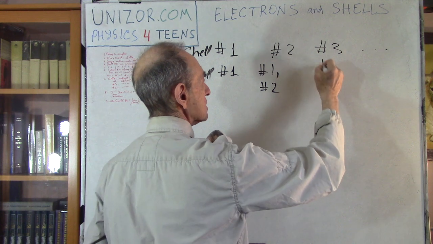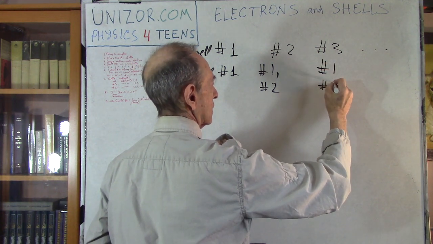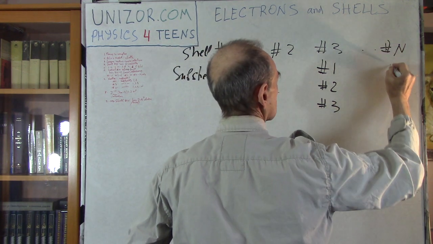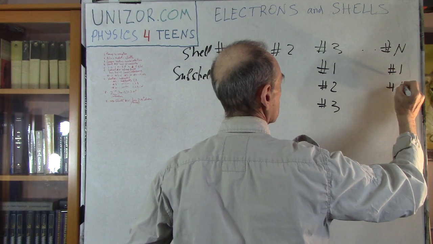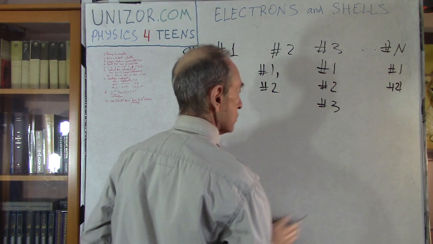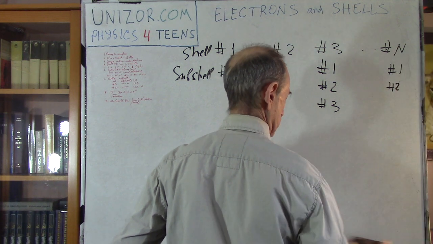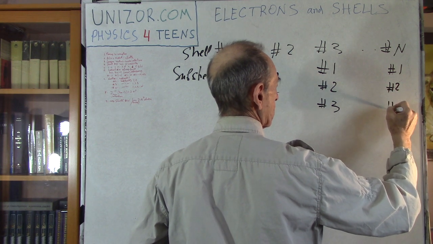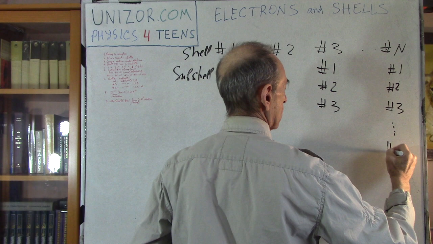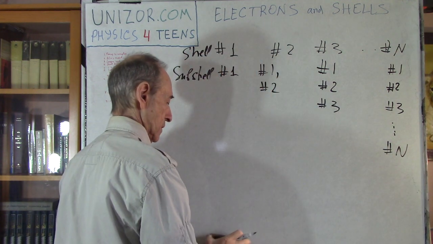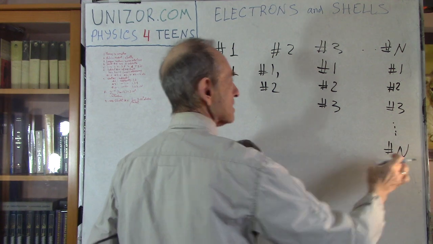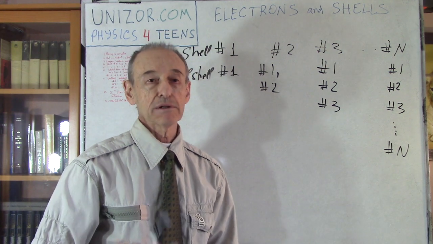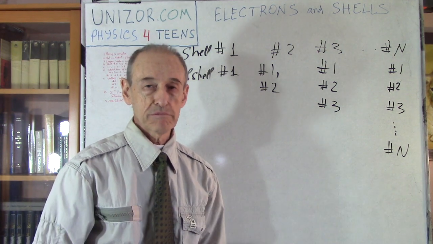Shell number three contains three subshells: number one, number two, and number three. Shell number n contains number one subshell, number two subshell, number three subshell, etc., up to number n subshell. So the shell number n contains n subshells. Again, that's the result of theory and experiments which have been developed.